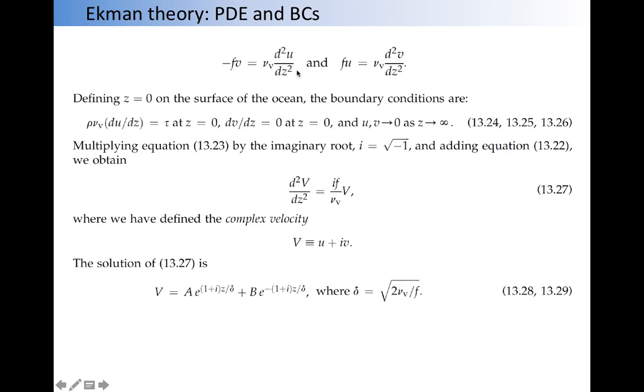So wind blowing means the wind stress will be applied at the surface. If you define z equals 0 at the water surface and going positive downward, so you have z equals 0 going downward, so it's infinite depth. At the surface, we have wind stress, which means rho mu du/dz will be the stress at the surface.